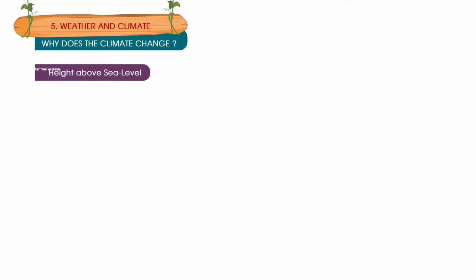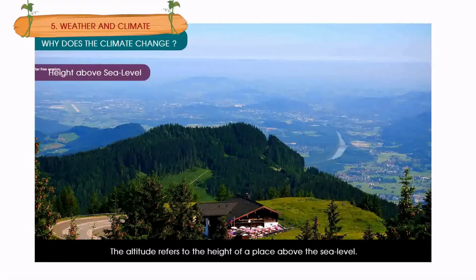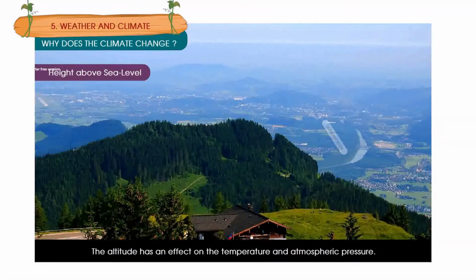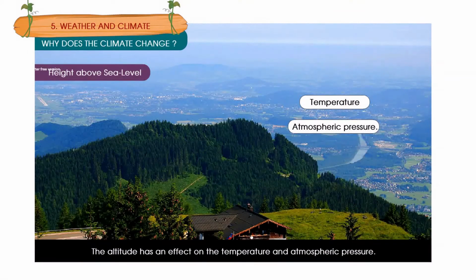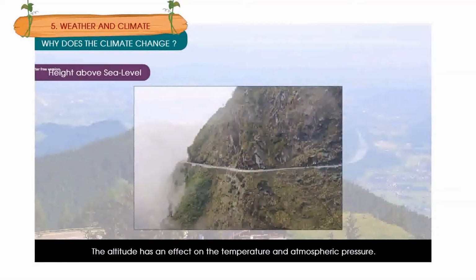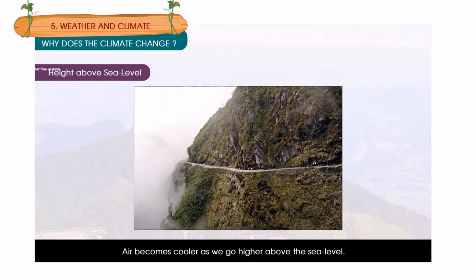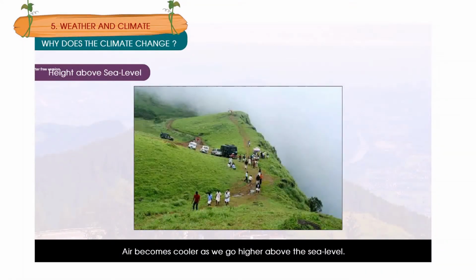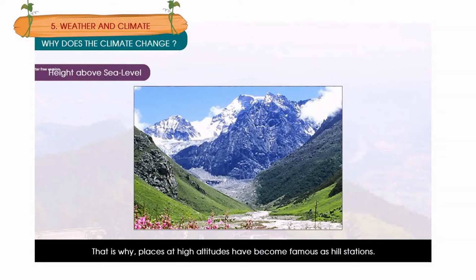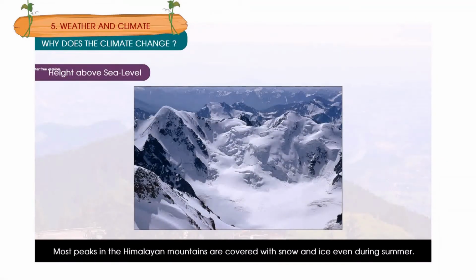Height above sea level. The altitude refers to the height of a place above the sea level. The altitude has an effect on the temperature and atmospheric pressure. Air becomes cooler as we go higher above the sea level. That is why places at high altitudes have become famous as hill stations. Most peaks in the Himalayan mountains are covered with snow and ice even during summer.